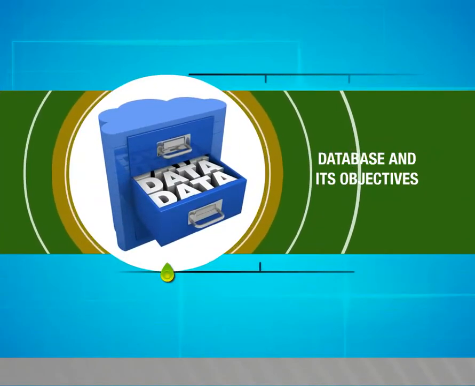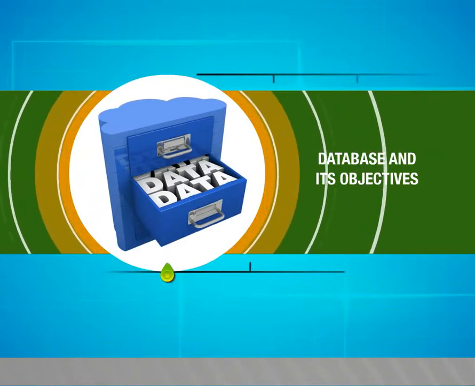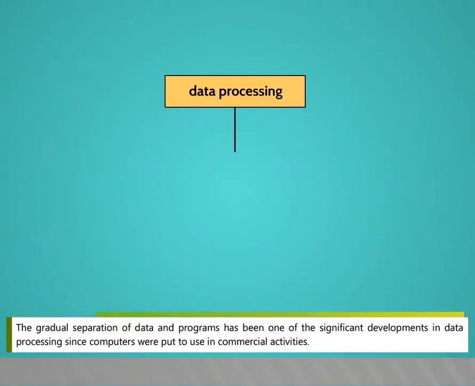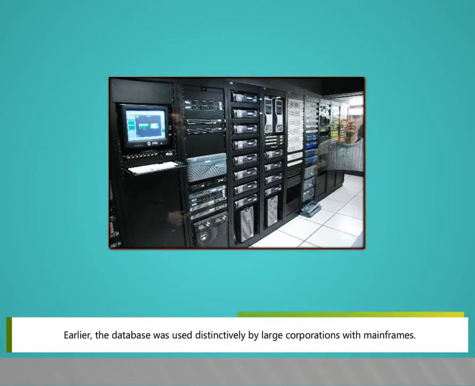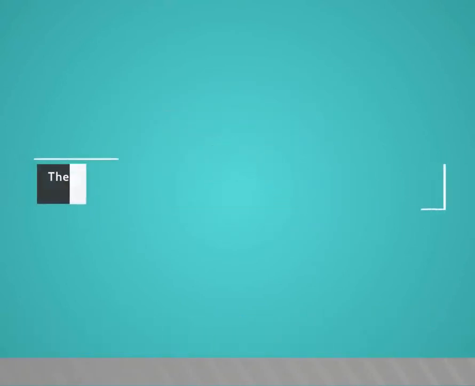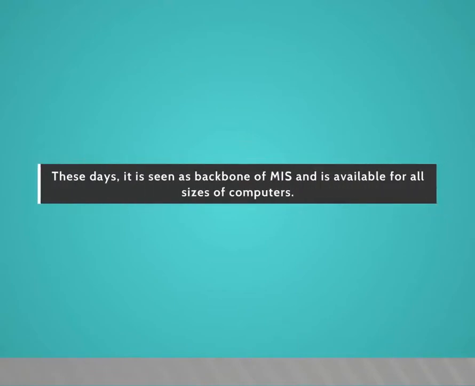Database and its objectives. In this video, we are going to see about database and its objectives. The gradual separation of data and programs has been one of the significant developments in data processing since computers were put to use in commercial activities. Earlier, the database was used distinctively by large corporations with mainframes. These days, it is seen as the backbone of MIS and is available for all sizes of computers.